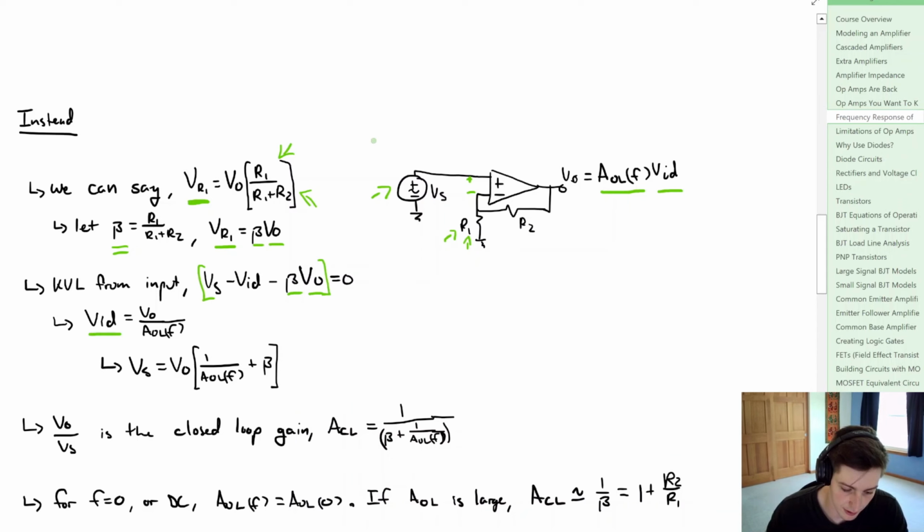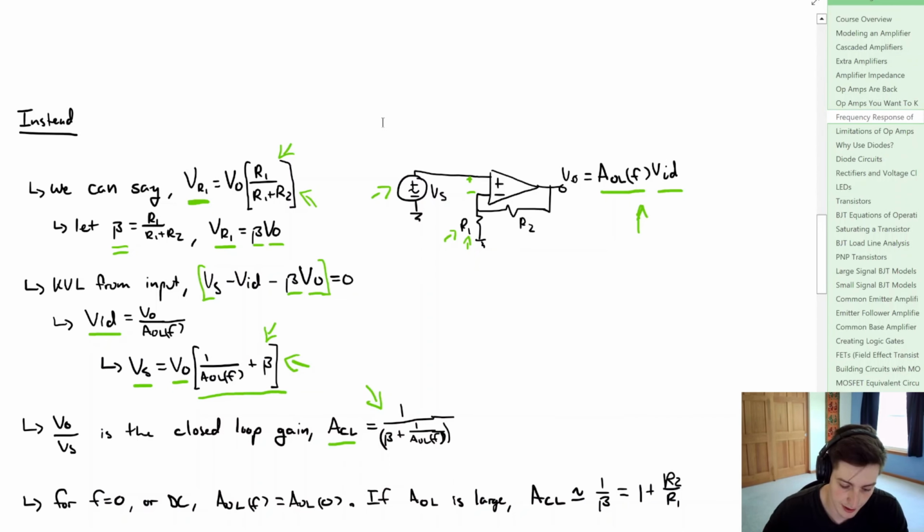Now we know our differential input voltage, VID, is equal to the output voltage divided by the open loop gain as a function of frequency. We pull that from this equation, and that allows us to set up this equation here where we have our source voltage, our output voltage, and the terms that we've previously defined. Now we're going to define the output voltage divided by the source voltage as the closed loop gain, or A subscript CL.